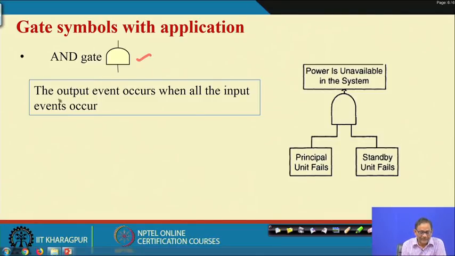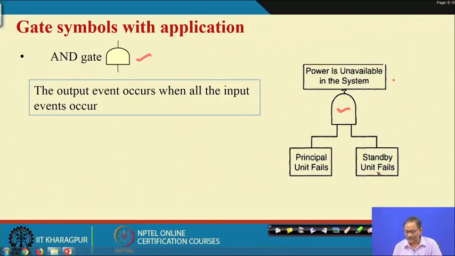What does it mean? The output event occurs when all the input events occur. This is an AND gate. What is the output event? Power is unavailable in the system. What are the input events? Principal unit fails, standby unit fails.